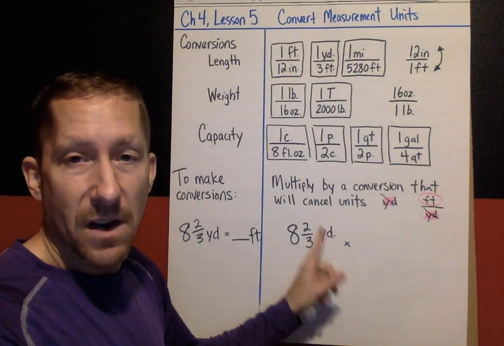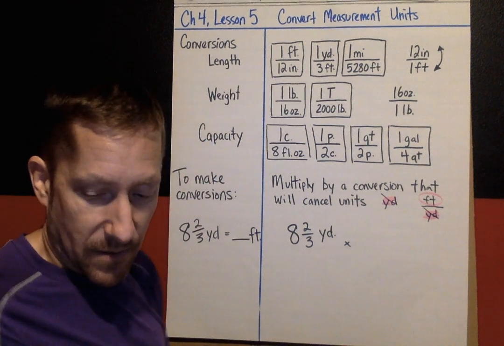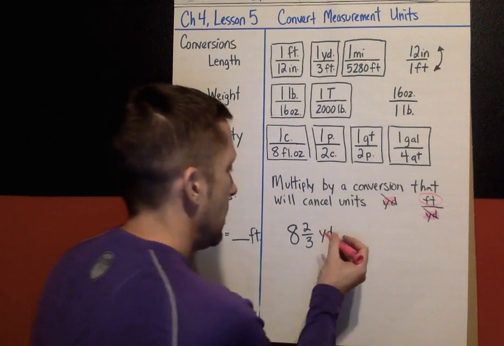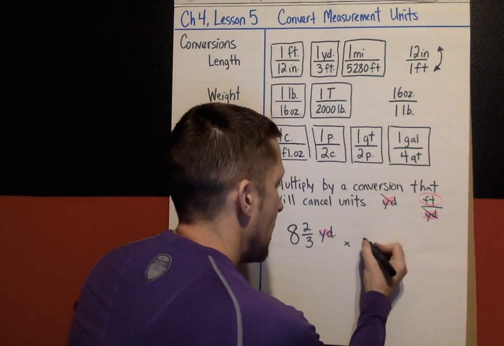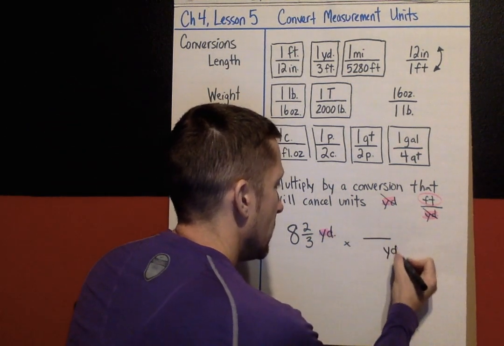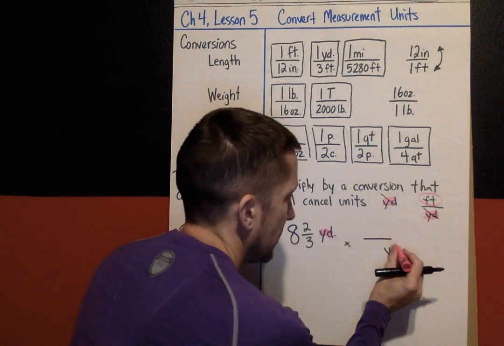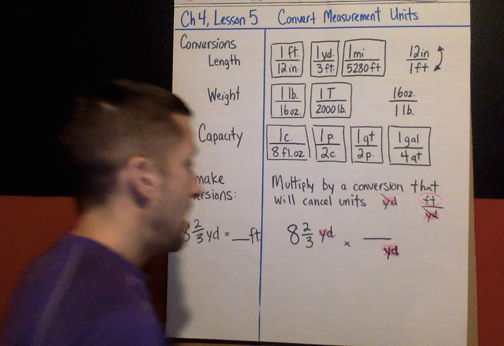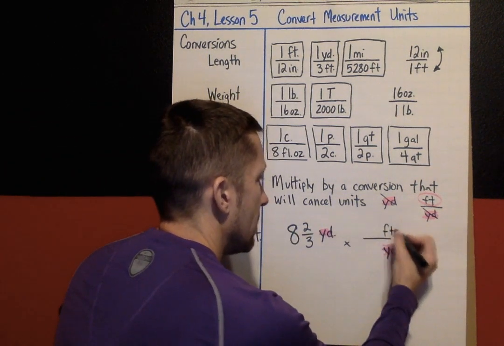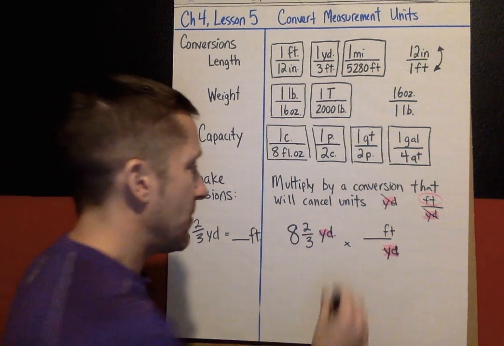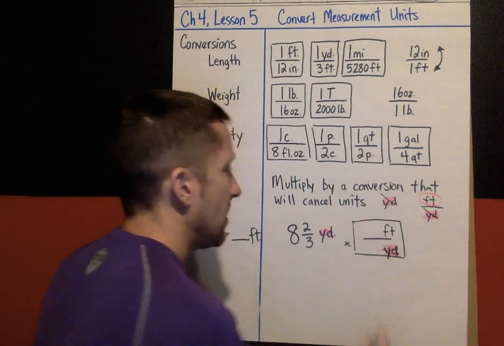Start, focus on the units. That's really key today. Yards. I want to get rid of yards, so that means in my conversion, I want yards here. Numerator, denominator, these are going to cancel each other out. And the unit that I want is feet, so I want feet right here. So that is where I'm going to be starting. This is the conversion that I want to use right there.